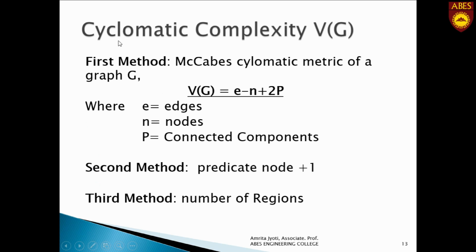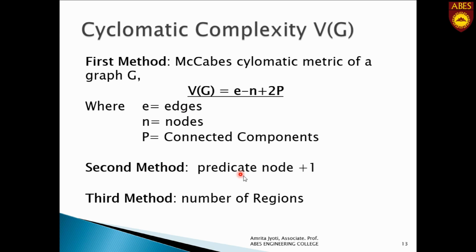Cyclomatic complexity, in respect of basis path testing, defines the number of independent paths in the DD path graph. There are three methods to find the cyclomatic complexity. The first method is E minus N plus 2P. It's a very simple method: calculate the number of nodes and number of edges in a DD path graph and find the cyclomatic complexity.